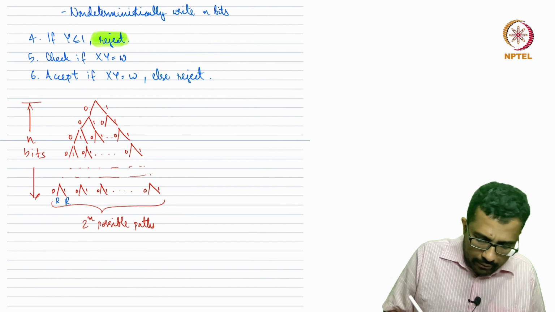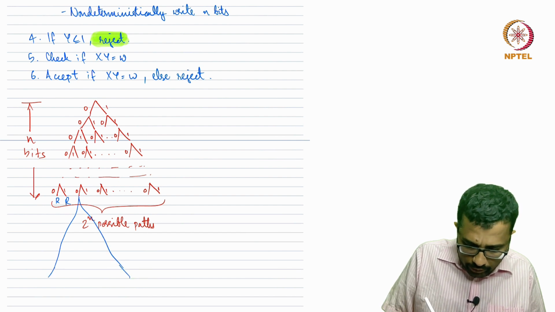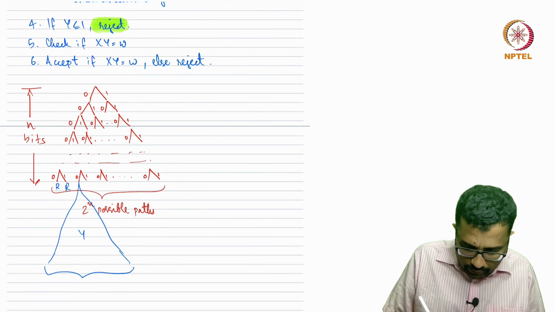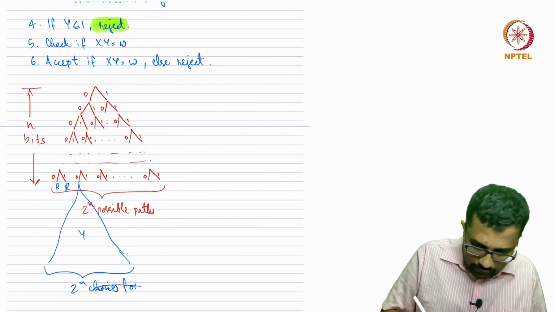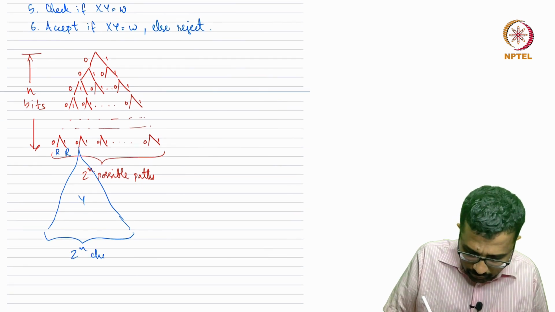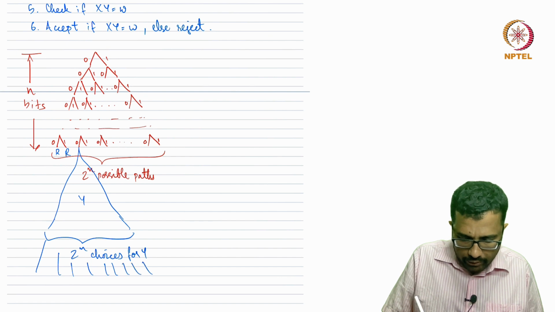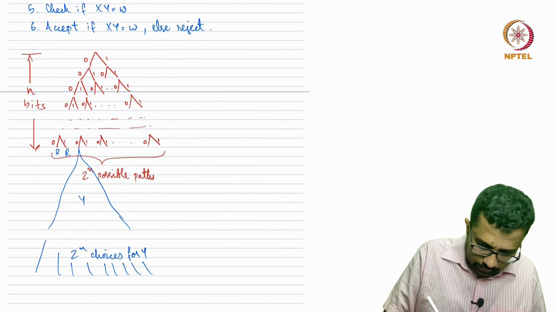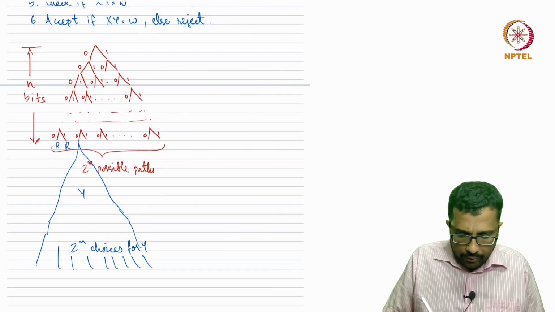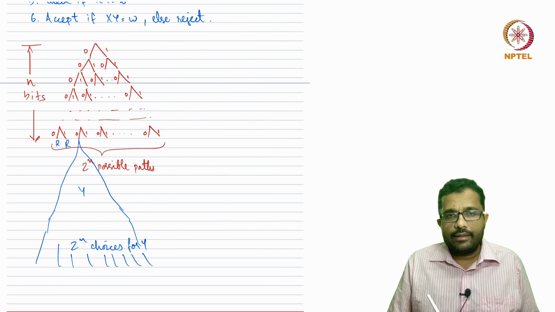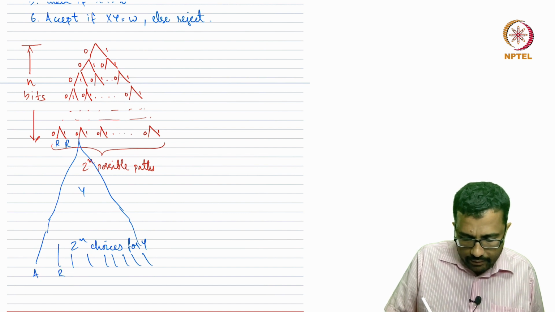But this is just x. Now for each of these choices of x, there will be another tree. Let me just take one possibility and another tree. This is the choice of y, and there will be 2 power n possible choices for y. I'm just writing the 2 power n choices like this. Now finally, for each of these choices, you can check whether x multiplied by y is equal to w. If it is equal, you accept. If it is not equal, you reject.